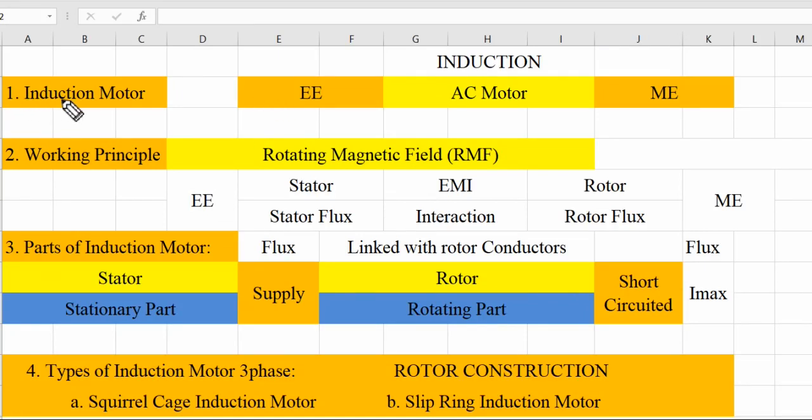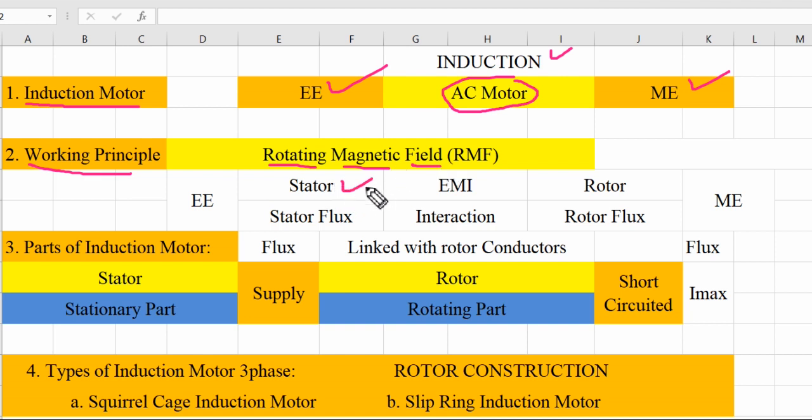In this session, we will discuss the most important problems related to the induction motor. First, a brief note on the induction motor. An induction motor is an AC motor which converts electrical energy into mechanical energy by the principle of induction, that is, electromagnetic induction. It works on the principle of a rotating magnetic field.